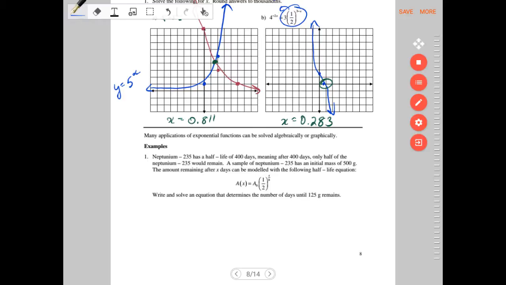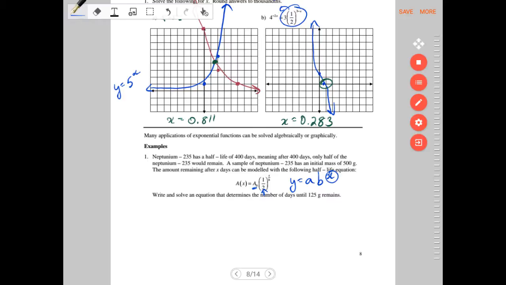So we have a sample of neptunium-235 with an initial mass of 500 grams. The amount remaining after x days can be modeled with the following half-life equation. So this is just a variation of our formula y equals a times b to the x. So a is your a naught. A naught stands for the original amount of the substance. My multiplier, my base, is 1/2, which makes sense because we want to know how long it takes for half of it to disappear. And then my exponent is the relationship between how many days it takes for it to be gone versus how many days we actually have.